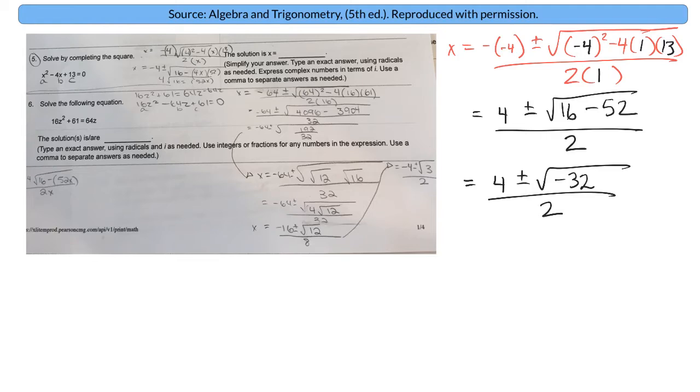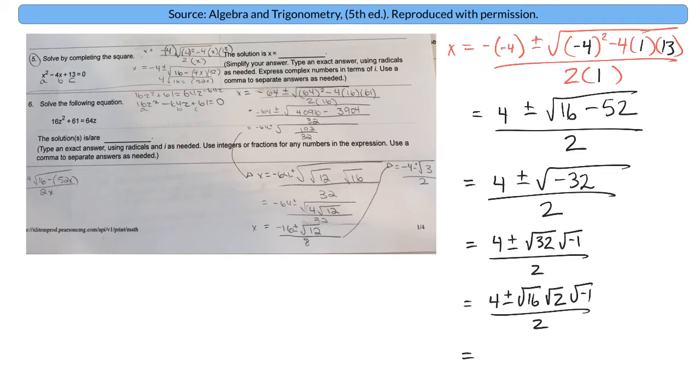Okay, well, we could finish off doing this, and this is worthwhile to do, but so 4 plus or minus. Now there's a negative in there, so to deal with a negative, that's complex numbers, and so you can rewrite this as the square root of 32 times the square root of -1 over 2. So 4 plus or minus, now 32 is the same as 16 times 2 times the square root of -1 all over 2.